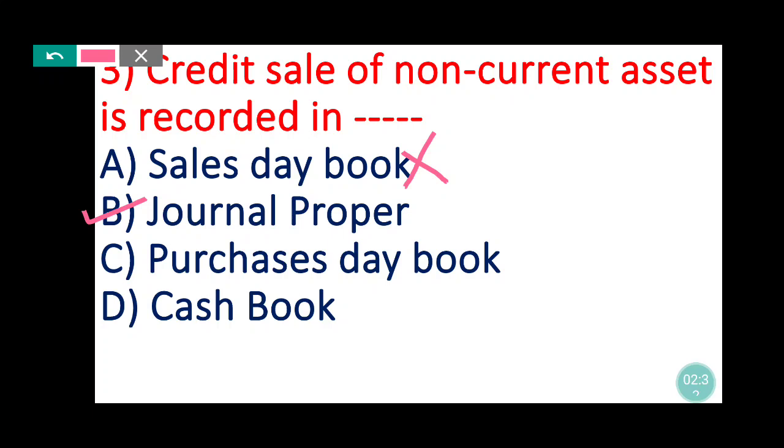In the purchase day book, we record credit purchase of goods. In the cash book, there are cash transactions, no credit transactions. So here the answer is journal proper.